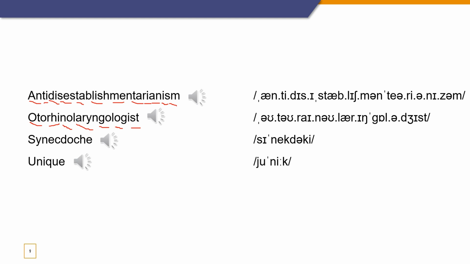The third one. Pay attention to this word. It sounds like key, not chair. See? It sounds like key. So then we have synecdoche. Synecdoche. All right. Here's the IPA for this word.